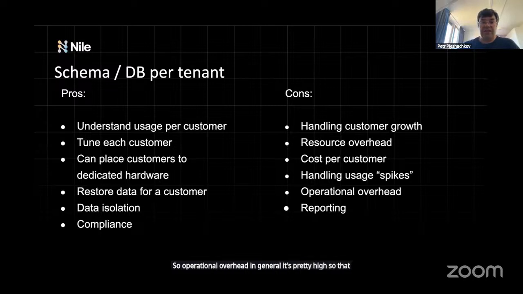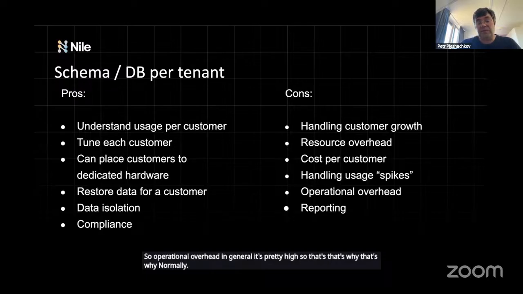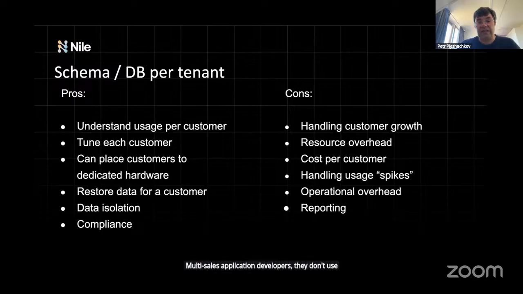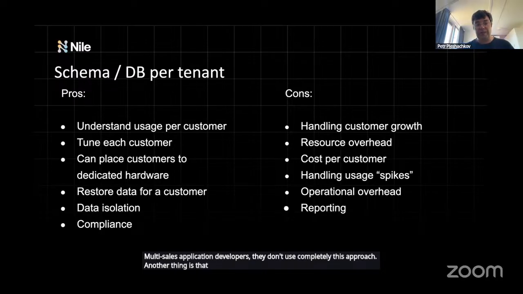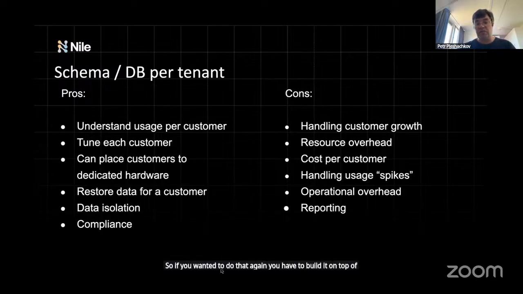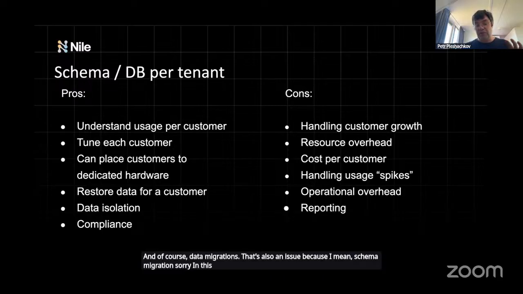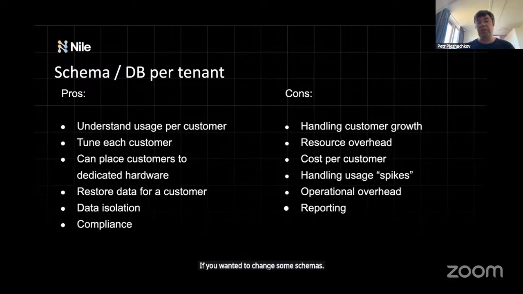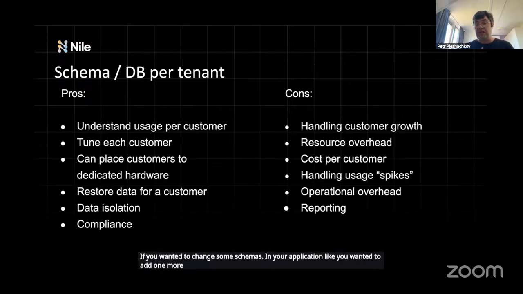That's why normally multi-tenant SaaS application developers don't use this approach completely. Another thing is that when you split your tenants' data completely, you cannot easily support cross-tenant queries. If you want to do that, again, you have to build it on top of Postgres in your own application. And of course, schema migration is also an issue. In this case, if you want to change some schemas in your application, like adding one more column to your employees table, it should be done consistently across all the tenants, all the databases. So it's a distributed transaction which should be done on top of Postgres in that application.